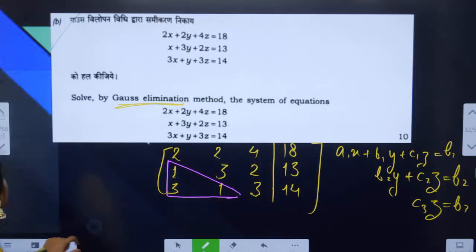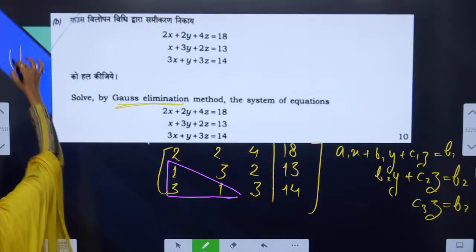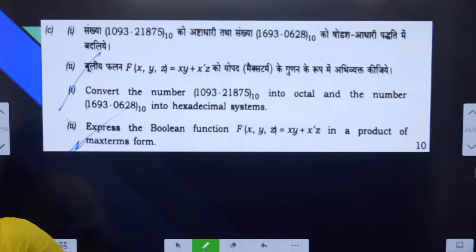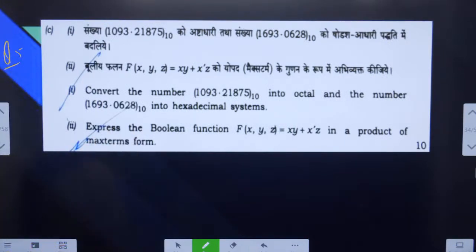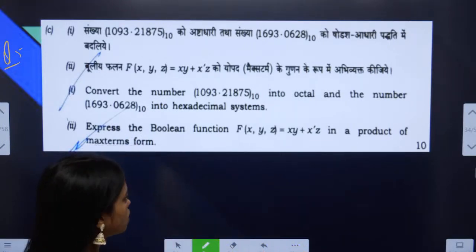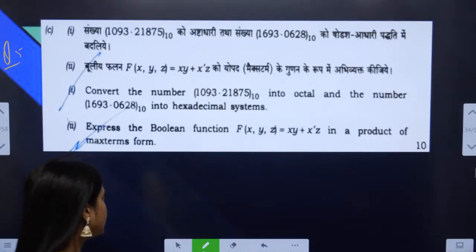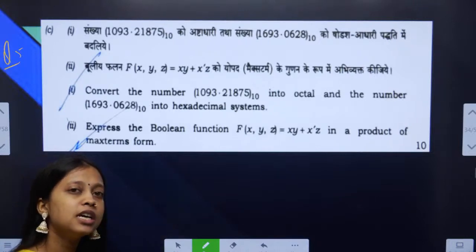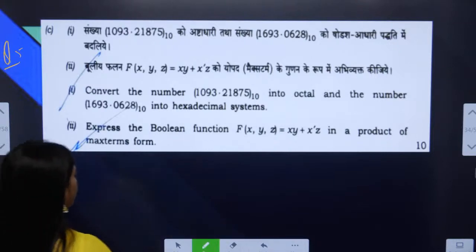So this was from question number 5. Again, for question number 5, the first part was to convert the number from base 10 into octal, that means base 8, and the number from base 10 to hexadecimal, that means base 16. See, calculations are required over here.